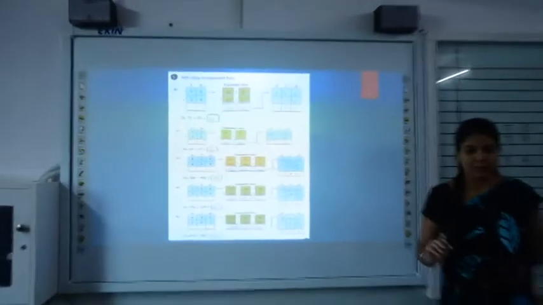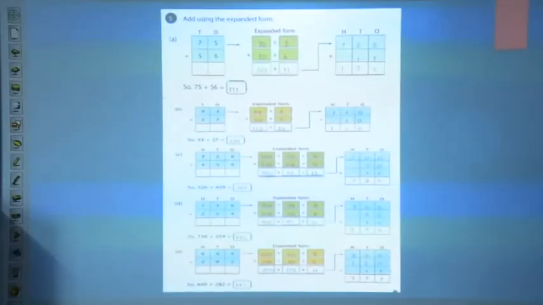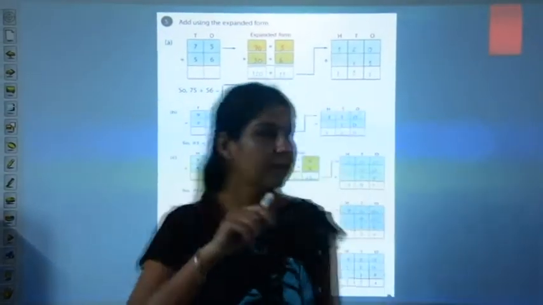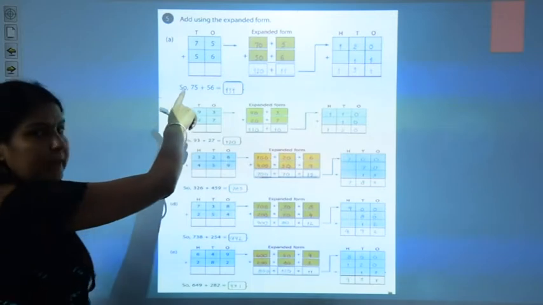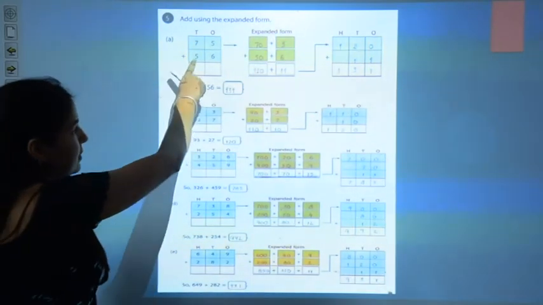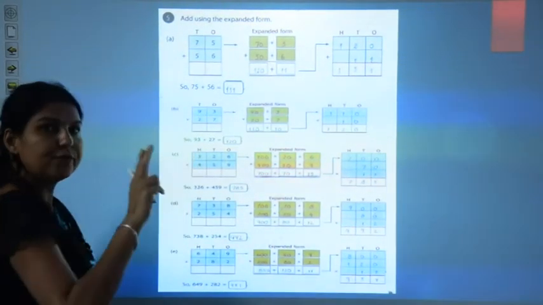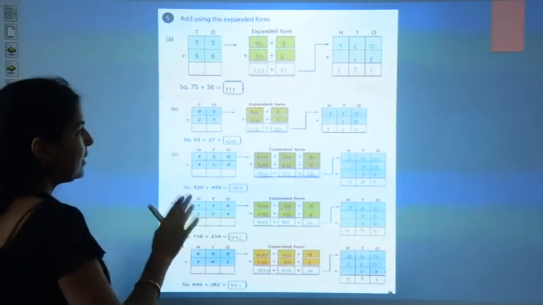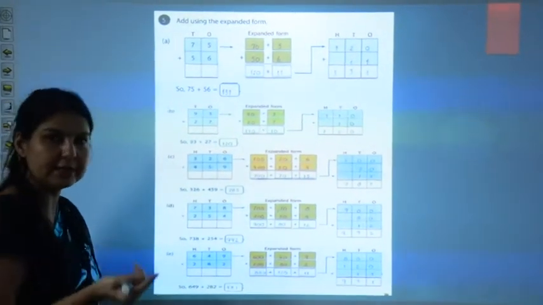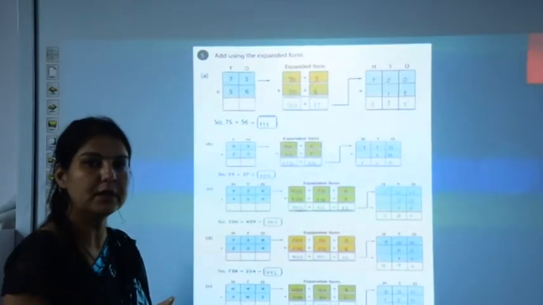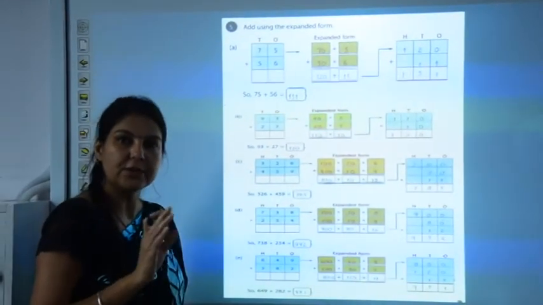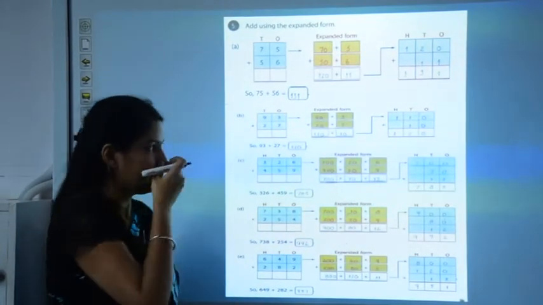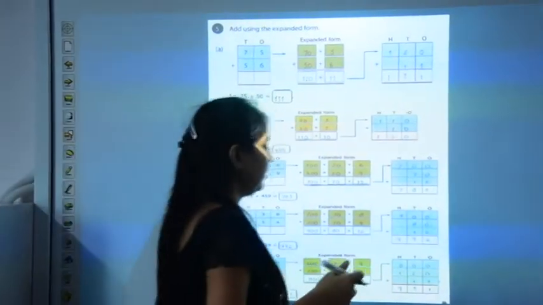Now look here, these are the sums given in question number 5. These two sums are of 2 digits. Now we will see an example of 3 digits. How can we write the numbers which are in 3 digits in expanded form? So let's take one example.